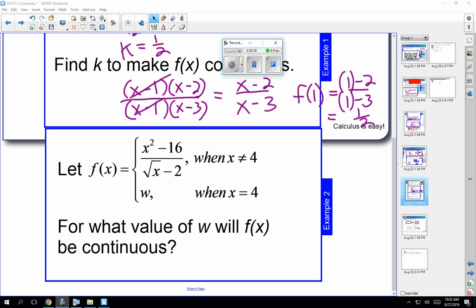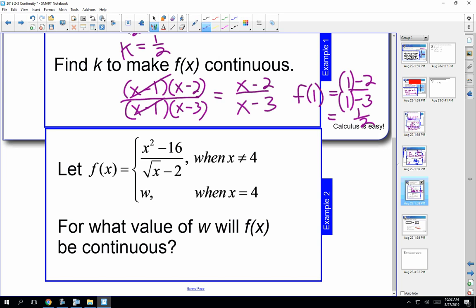Back on. Okay, you should have gotten W equals 32. You have to rationalize the denominator here by multiplying top and bottom by root x plus 2. So W equals 32. So you just put a 32 in there in place of W. So that fills in that one hole. Okay? And this one doesn't have any vertical offset.